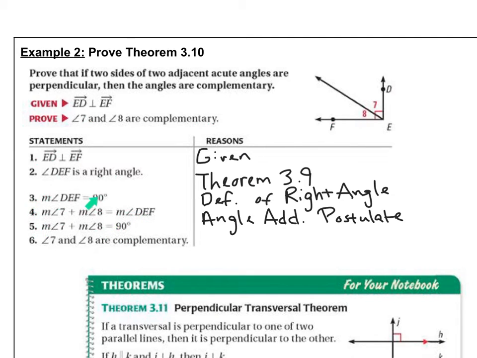So if we look here, we have this statement and we have this statement. They have measure of angle DEF in common, so they cross out. And what's it called when we substitute one in for the other? We'll call it the substitution property. And finally, if 7 and 8 add to equal 90 degrees, they are complementary, and that is just the definition of complementary angles.